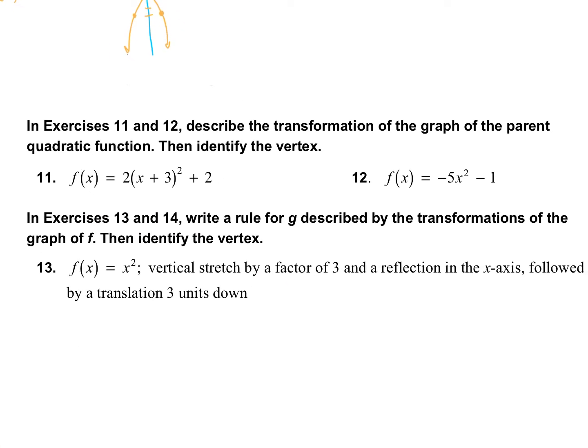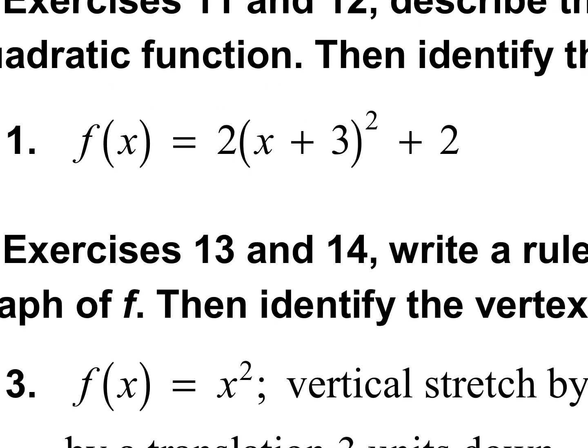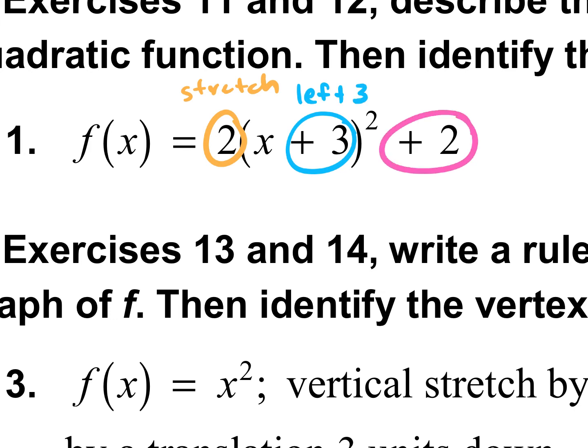All right, for 11 and 12, we're going to describe the transformations and identify the vertex. So what does multiplying by 2 do? Stretch. What about adding 3 on the inside? Left 3. And adding 2 on the outside? Up 2. What would my vertex be here? Awesome. -3, 2. Remember, you always change the sign of h.